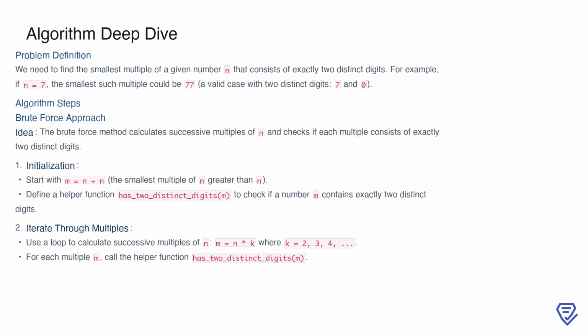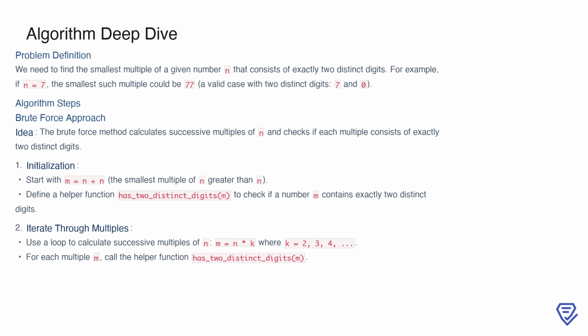In this problem, we are tasked with finding the smallest multiple of a given number, n, that is made up of exactly two distinct digits. For example, if n equals 7, a valid result could be 77, which is a multiple of 7 and contains only the digits 7 and 0. To tackle this, we start with a brute force approach.